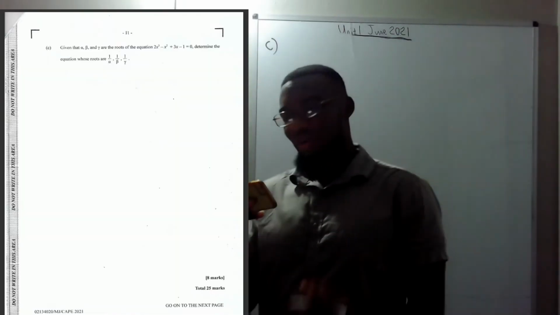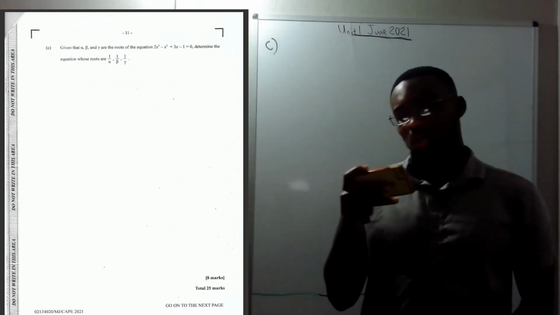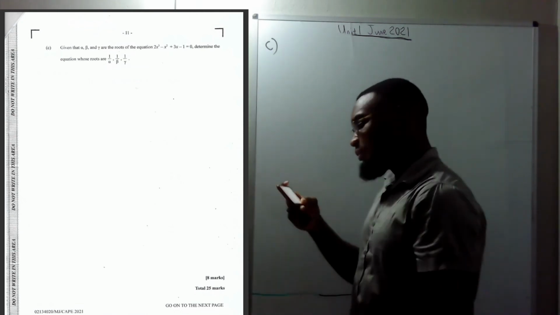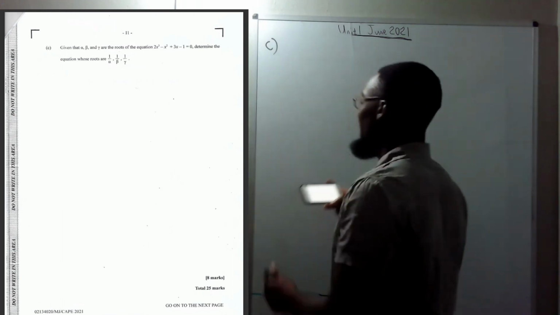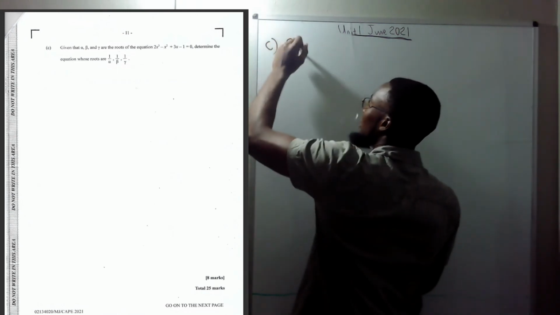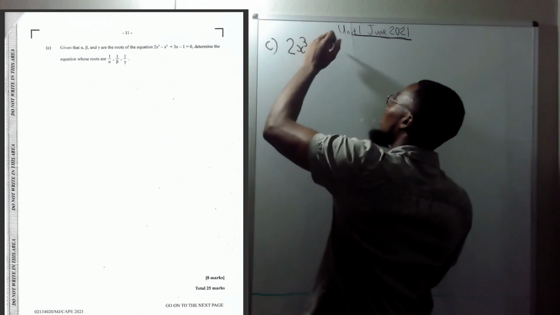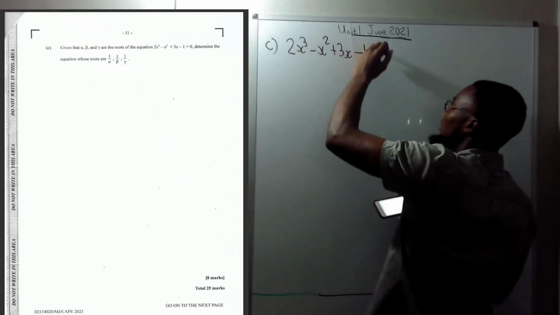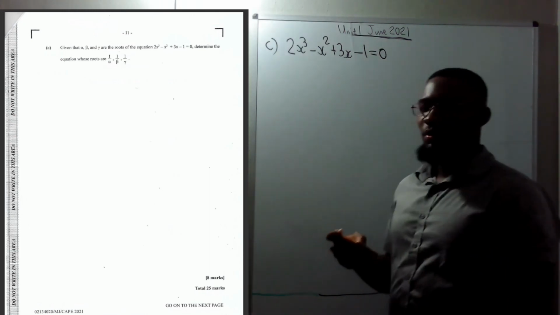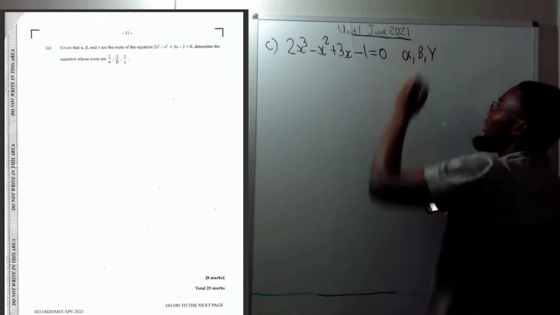Nice. Alright, part C says, given the equation 2x cubed minus x squared plus 3x minus 1 has roots alpha, beta, and gamma, determine the equation whose roots are 1 over alpha, 1 over beta, 1 over gamma. So you have 2x cubed minus x squared plus 3x minus 1 equals 0. So just to write down some information, the roots are alpha, beta, and gamma.